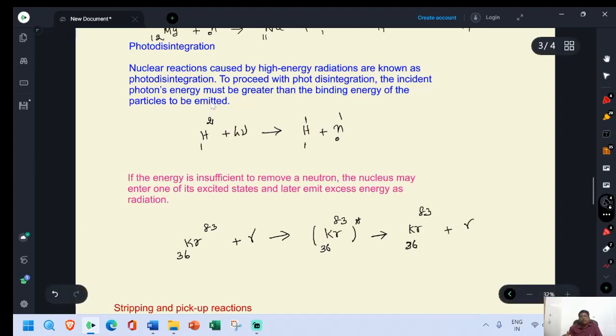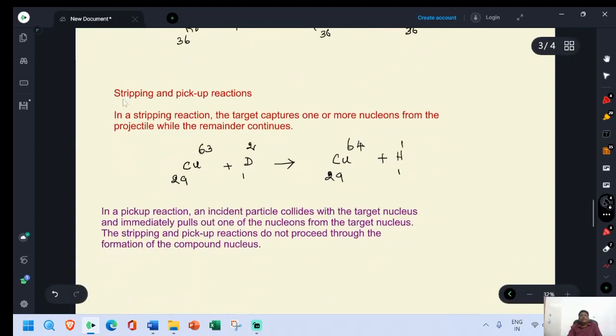So in photo disintegration, if the energy of the photon is sufficient to remove a neutron from a target, the reaction takes place. If the energy of the photon is insufficient to remove a neutron from the target, it is promoted to its excited state. Next case is stripping and pickup reactions.